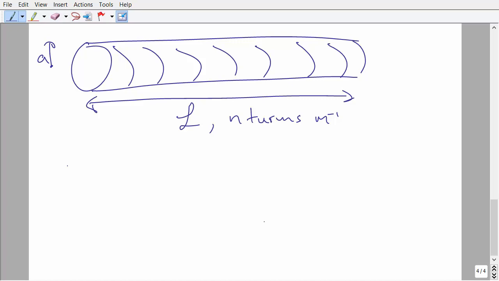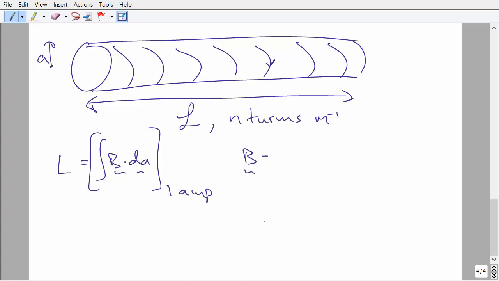To calculate the inductance, which is straight L as opposed to curly L, I'm going to calculate the integral of B dot dA with 1 amp flowing in the coil. So I know that the magnetic field inside a long solenoid can be approximated by the following formula.